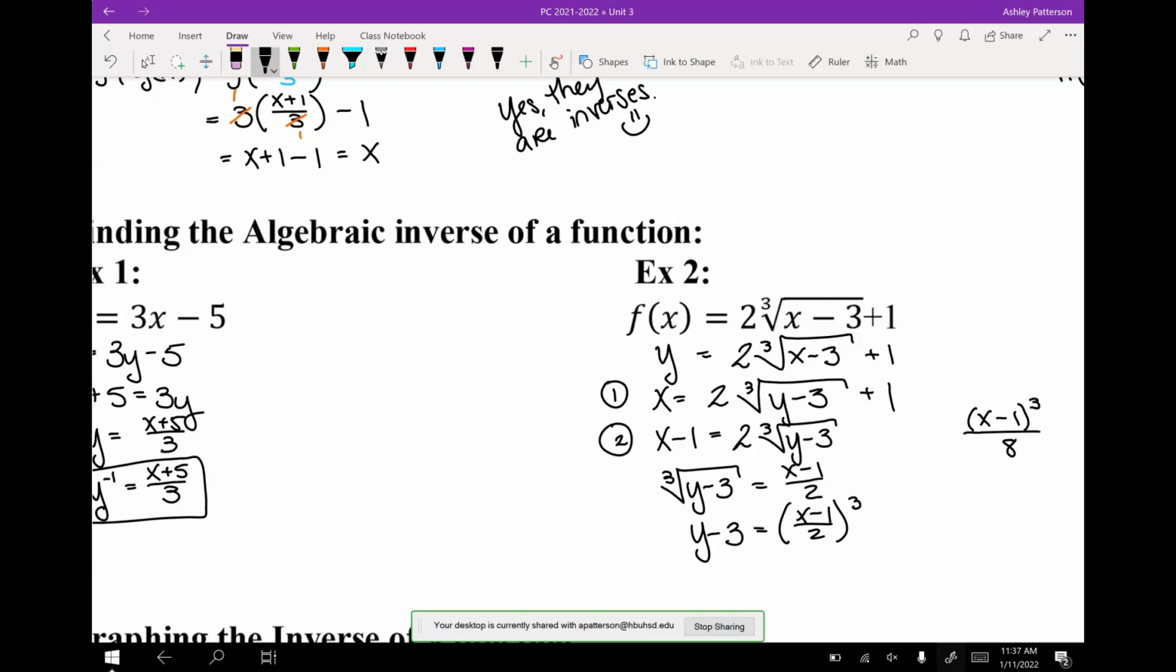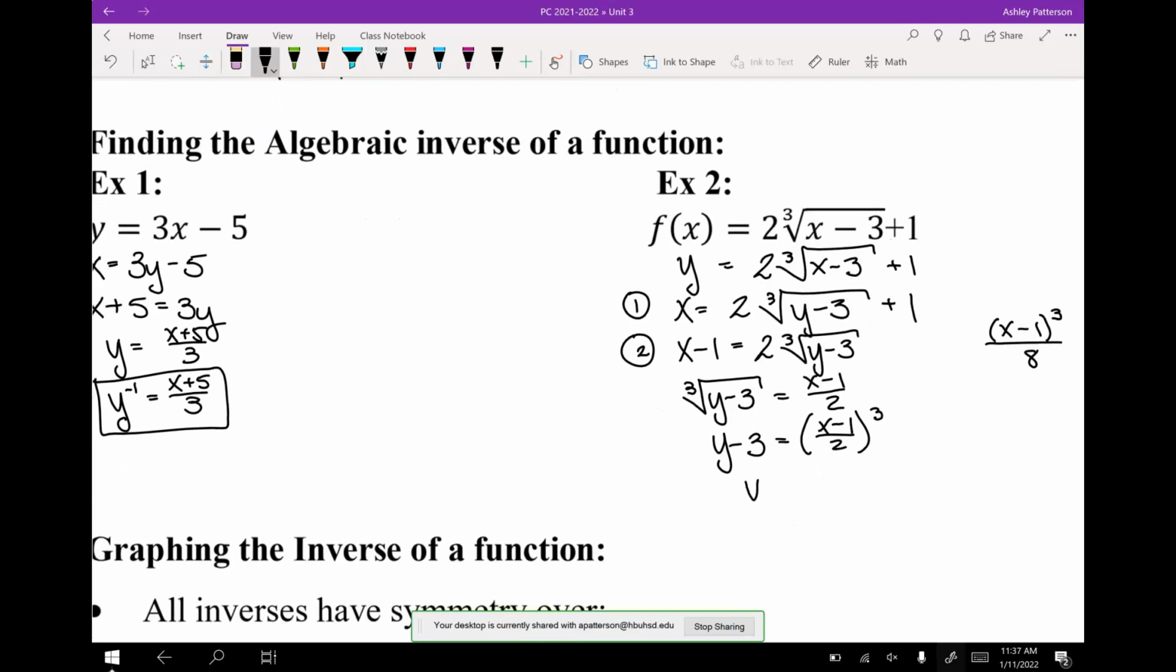Thank you for asking. What do we do now? Because we're almost done. Yeah, add the 3, right? Okay, so then our final answer maybe is y is equal to x minus 1 over 2 cubed plus 3. What am I missing? Good, everybody. I'm so proud of you. Yep, the inverse. Nice work. Ta-da! Any questions on finding the algebraic inverse?